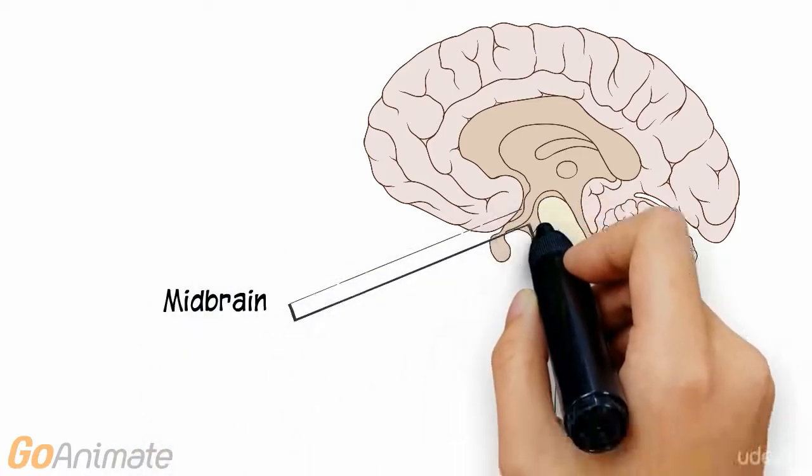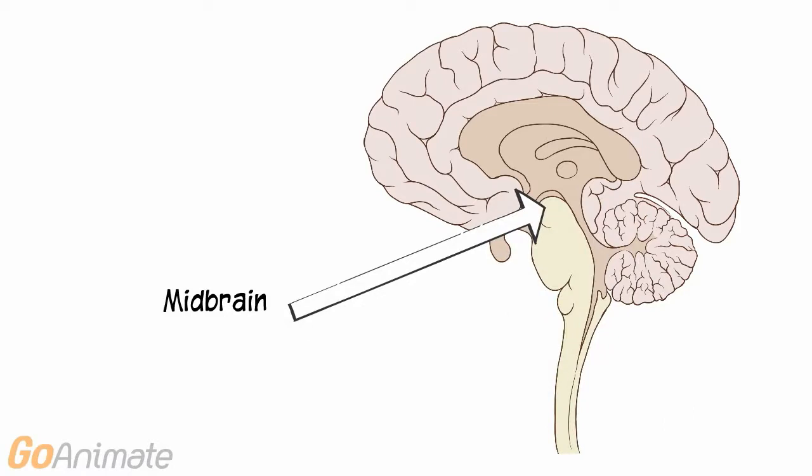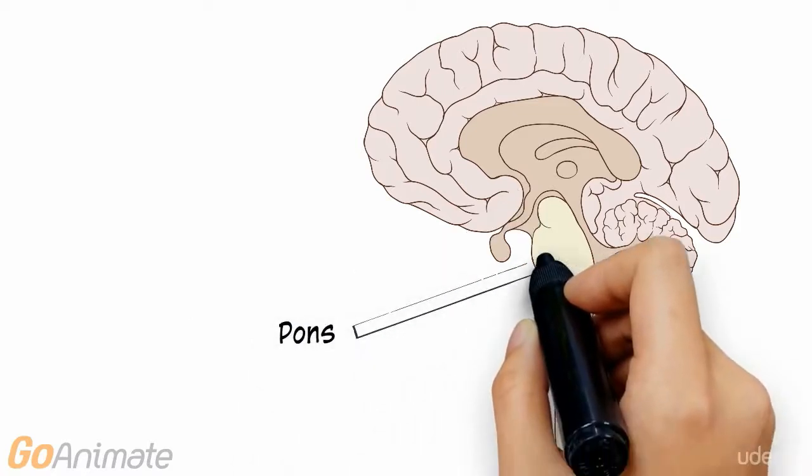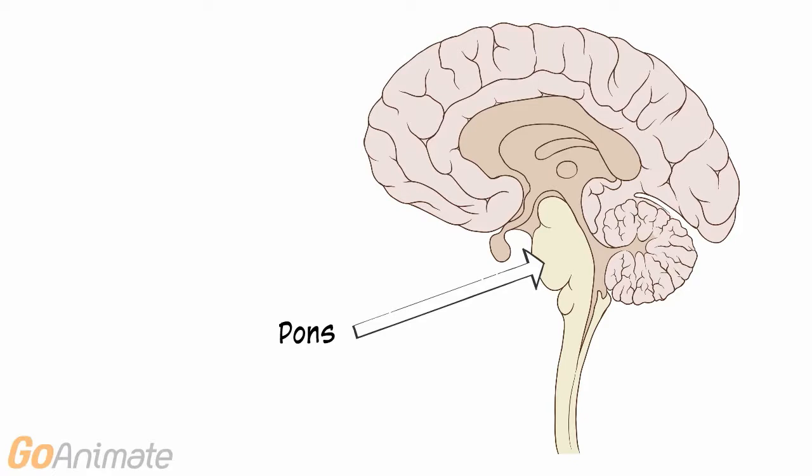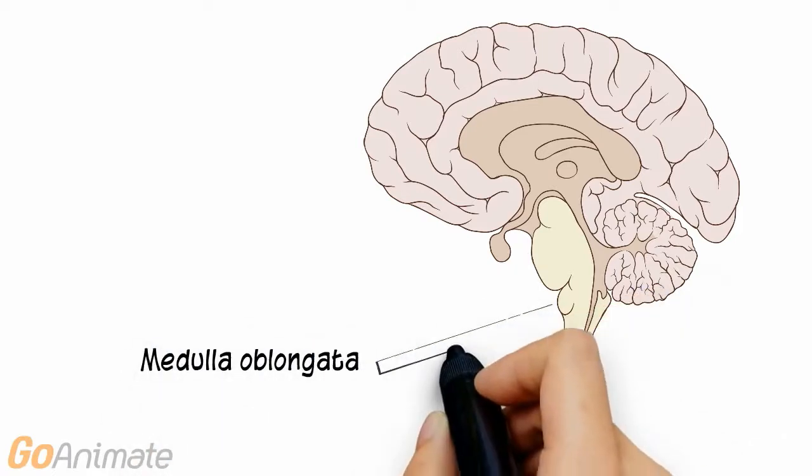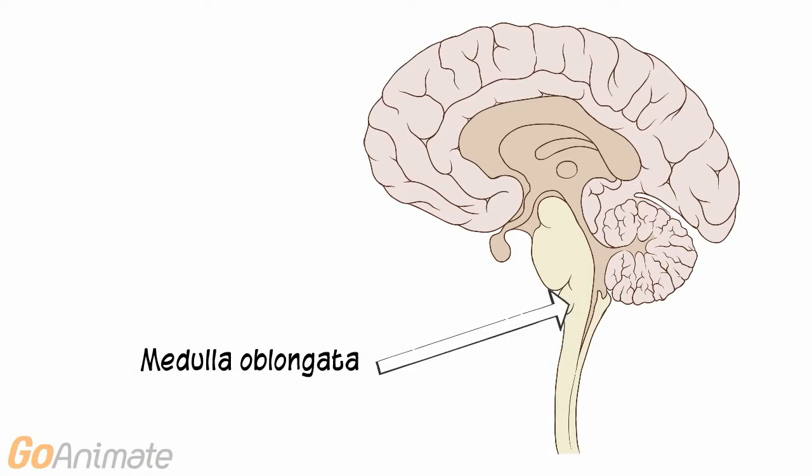Let's look at the brainstem in more detail. The midbrain contains the superior and inferior colliculi, which are involved in controlling movements of the head towards stimuli, as well as hearing. The pons contains respiratory centers and is involved in regulating sleep. The medulla oblongata helps to regulate heart rate, respiration, swallowing, vomiting, and blood vessel diameter.